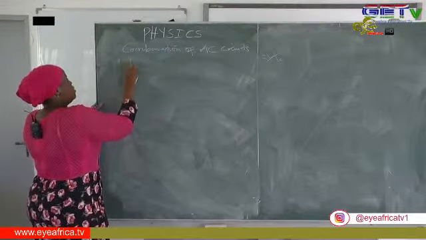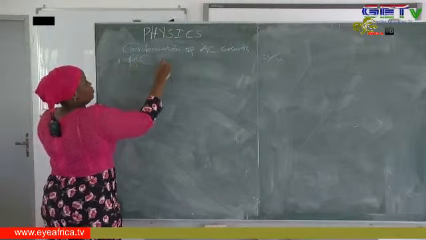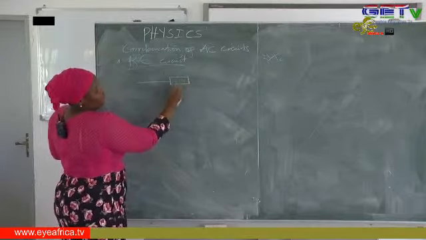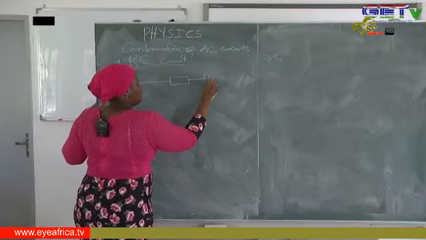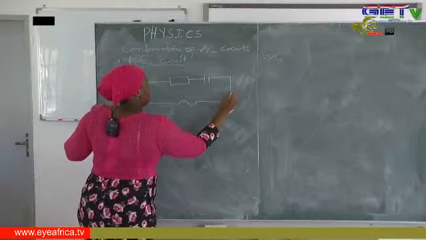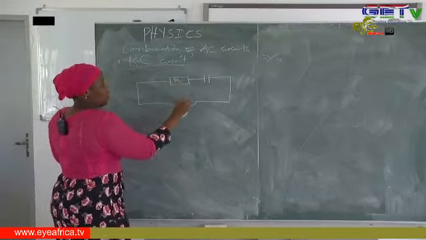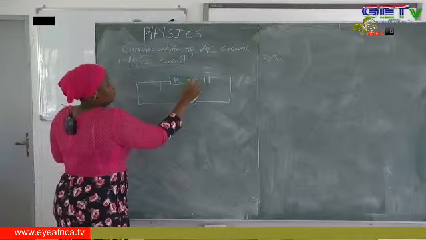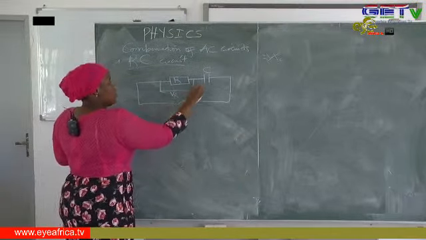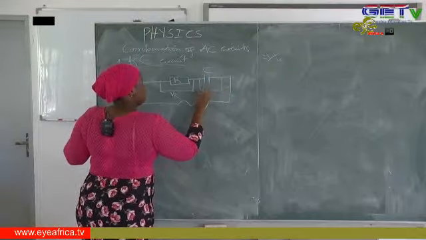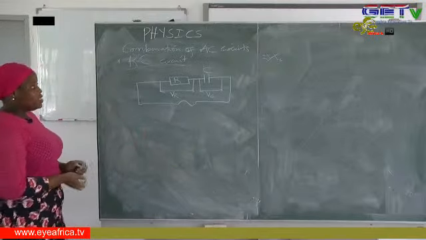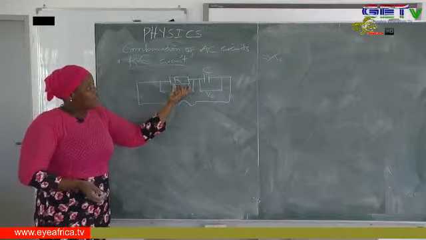The first one is the RC circuit. The circuit has to be drawn, and we have the combination of resistor and capacitor in this circuit. We have to indicate the presence of R and that of C, the voltage V across the circuit, the voltage VR across the resistor, and the voltage VC across the capacitor.